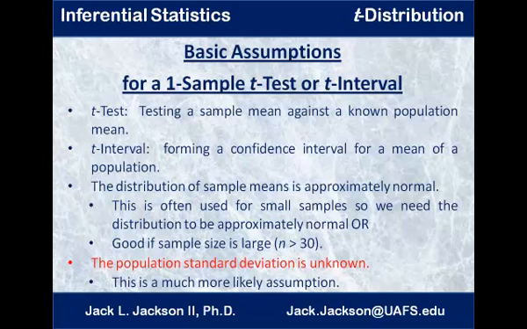Now, the t-test is often used for small sample sizes, so in that case we need the distribution to be approximately normal for the individuals, or again, we can have a large sample size. So this is a good assumption. But we have a much better assumption here on the standard deviation. We assume that the standard deviation is unknown. That's more likely the case in a real-world situation.